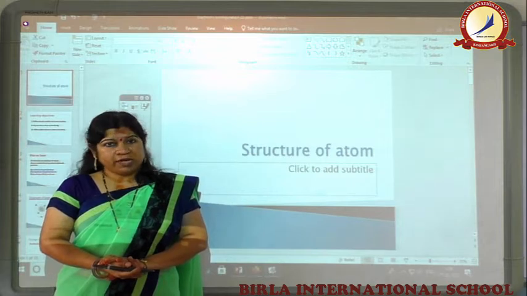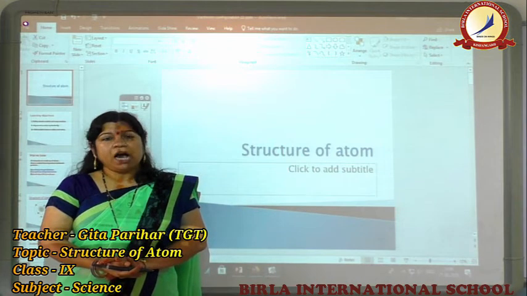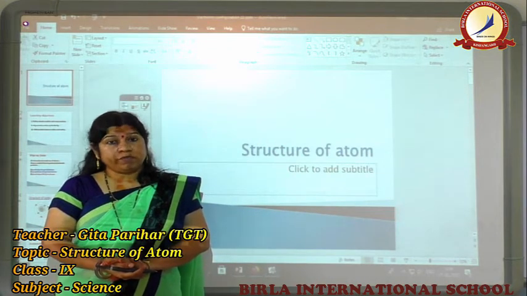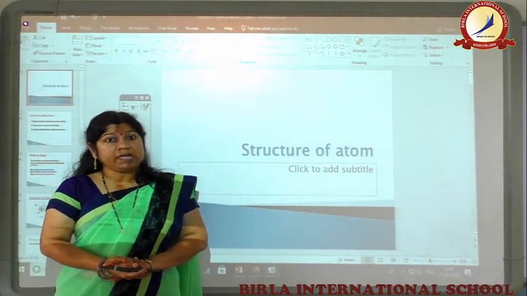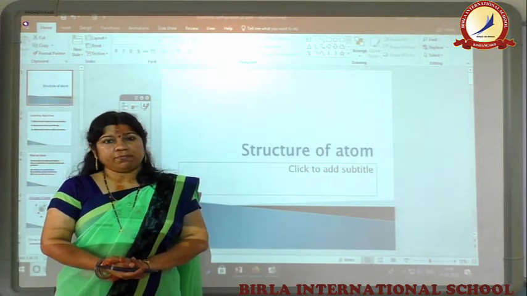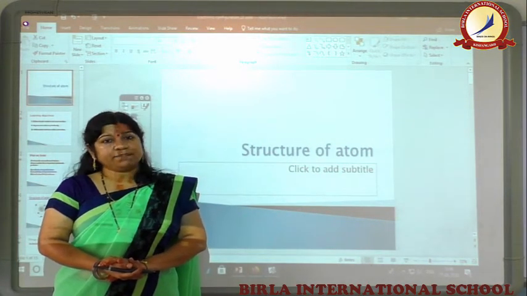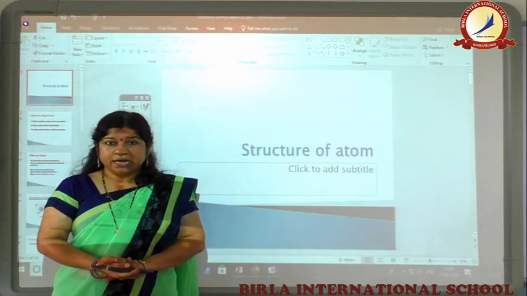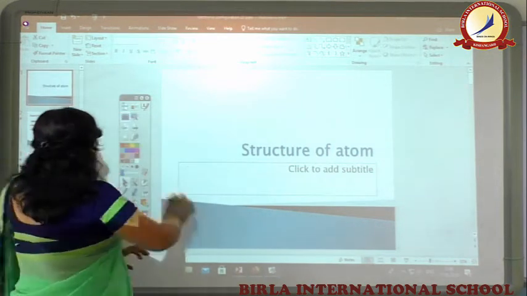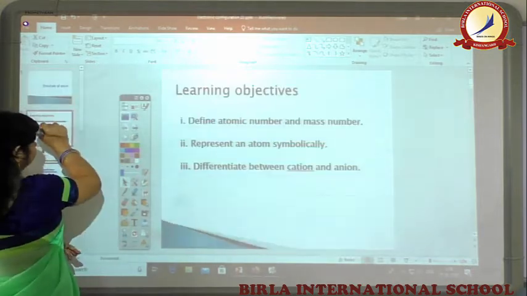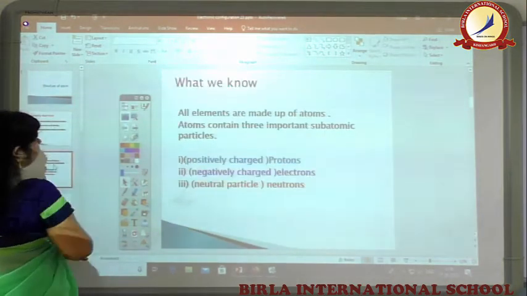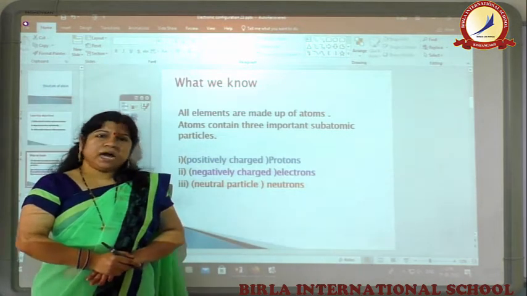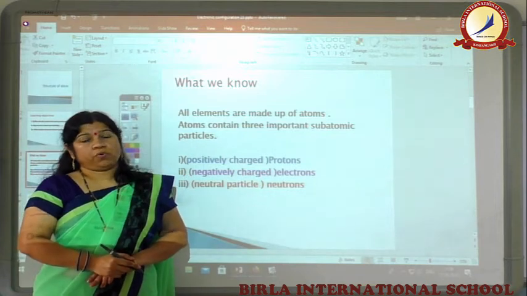Our topic for today is structure of atom. After the lesson is over, we will be able to define atomic number and mass number, represent an atom symbolically, and differentiate between cation and anion. So let's start from what we know.